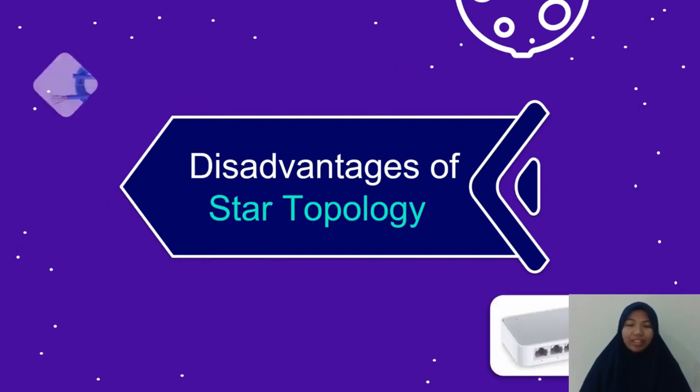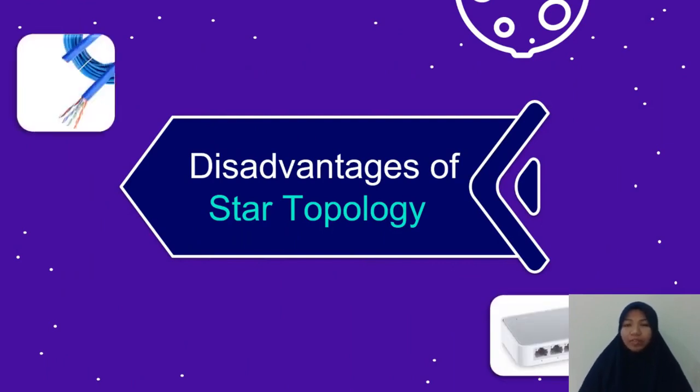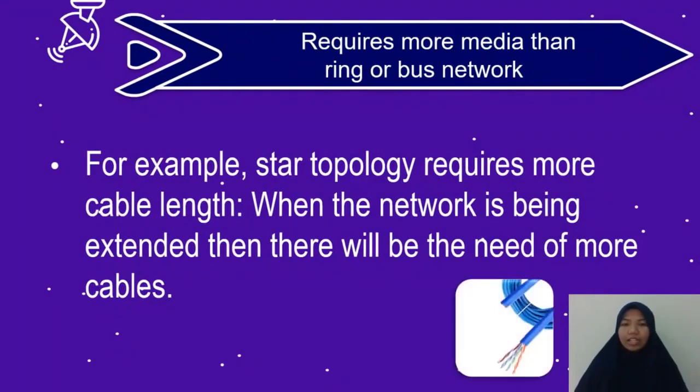Nothing is perfect. There are also a few disadvantages of star topology. Firstly, it requires more media than a ring or bus network. For example, star topology requires more cable length. When the network is being extended, there will be a need for more cables.